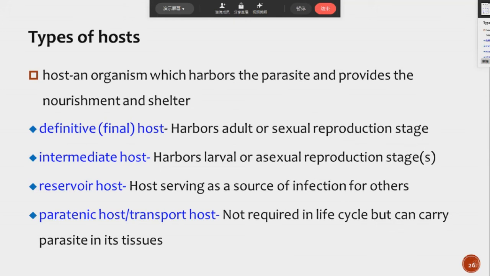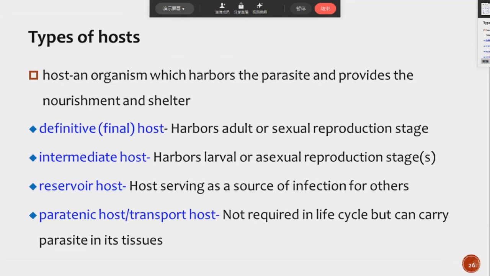But if the adult parasite, during their sexual reproduction stage, is parasitic, then we call this type of host the definitive host. We can also call it the final host. You should know that in the definitive host, you can find the adult parasite, or they are having the sexual reproduction stages. So this part, we call the definitive host.